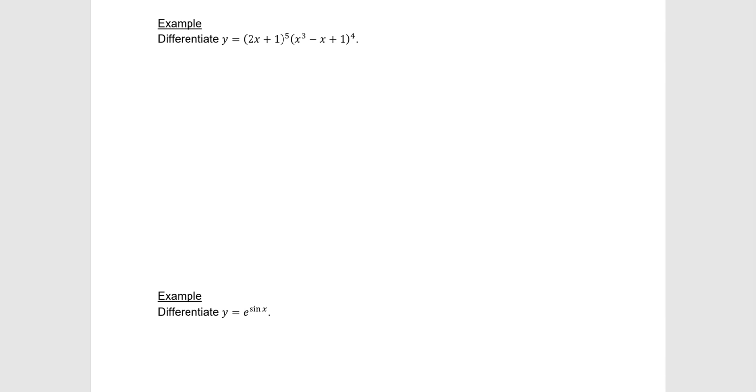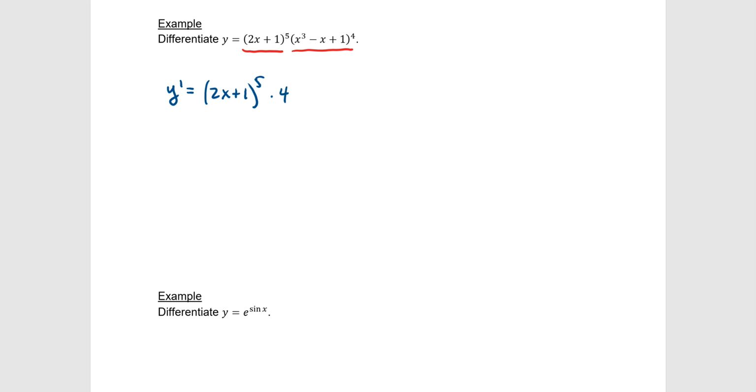We want to differentiate y equals (2x plus 1) to the 5th times (x cubed minus x plus 1) to the 4th. So first, notice that we have these two main factors now. So this is going to be product rule first. It's going to be the first one times the derivative of the second one. The derivative of the second one, we need chain rule.